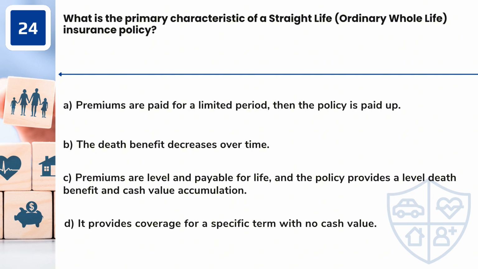Question 24. What is the primary characteristic of a straight life, ordinary whole life, insurance policy? A. Premiums are paid for a limited period, then the policy is paid up. B. The death benefit decreases over time. C. Premiums are level and payable for life, and the policy provides a level death benefit and cash value accumulation. D. It provides coverage for a specific term with no cash value.